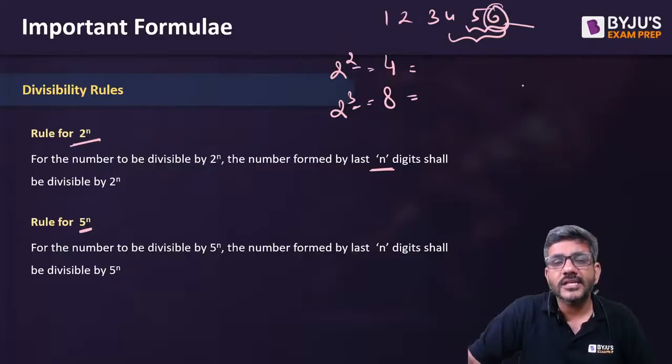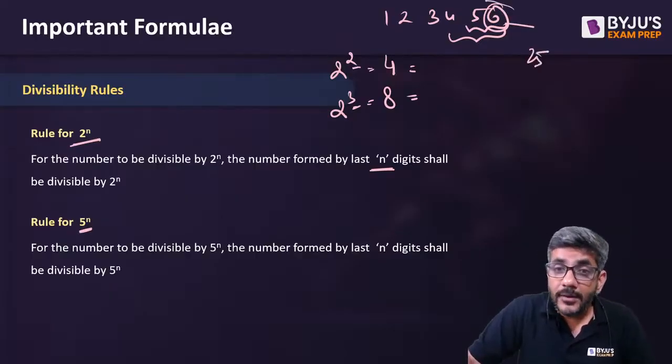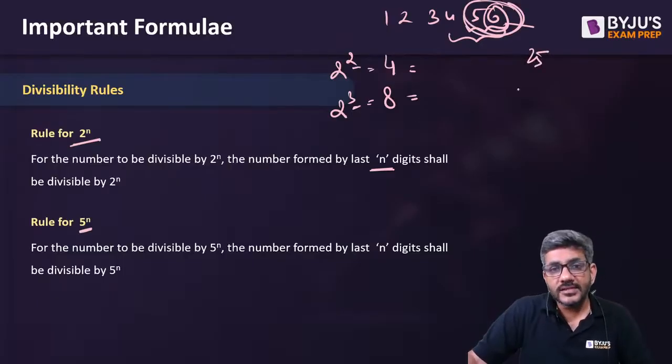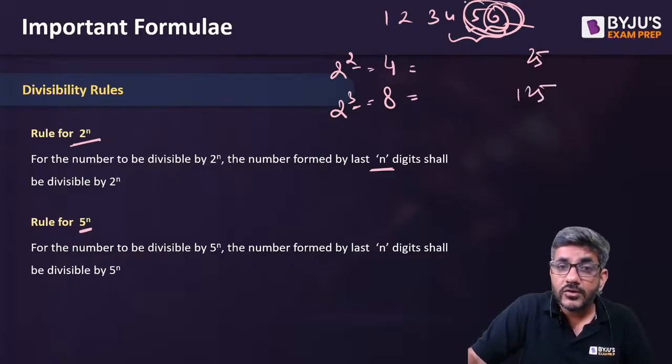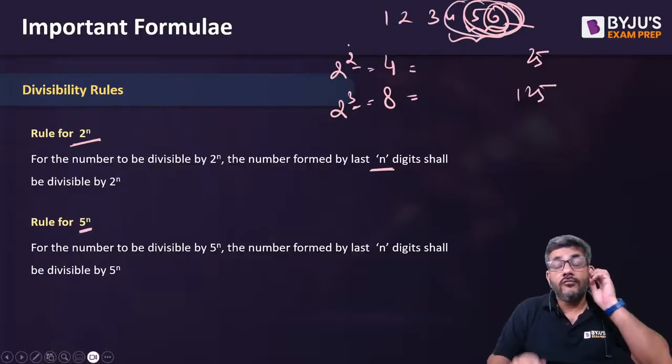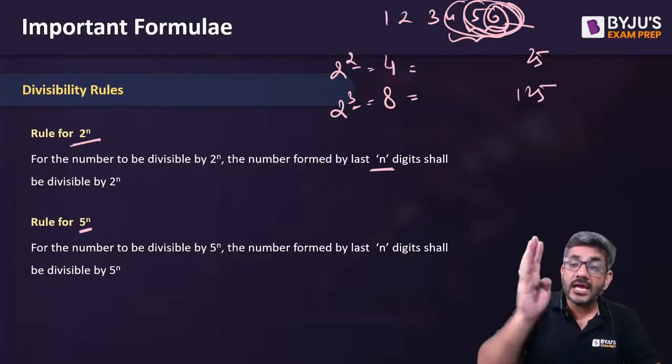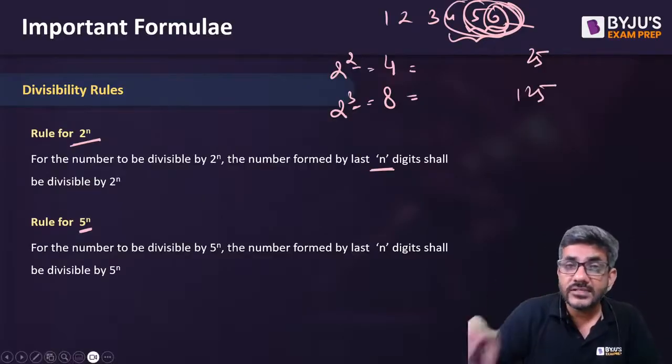No, because 6 is not divisible by 5. Is this number divisible by 25? No, because 56 is not divisible. Is this number divisible by 125? No, because 456 is not divisible. For any power of 5, we look at as many digits at the end as it is the power of 5.